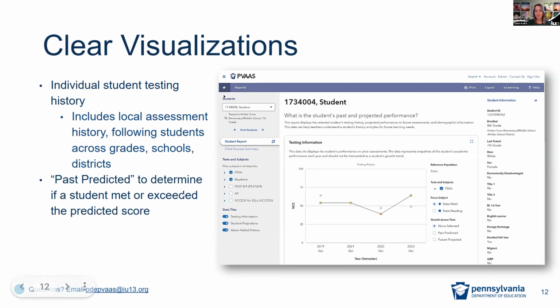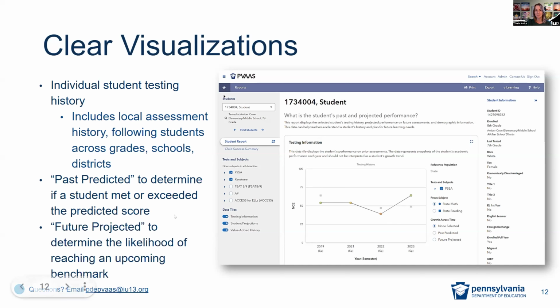Also, what we've changed in the student report is that we now have a way to easily see if a student met or exceeded their predicted score in the past. That is the past predicted option right here, on the right-hand side where it says growth across time. Past predicted now gives you a quick visualization to say, has this student met or exceeded their prediction of the past? There's your answer.